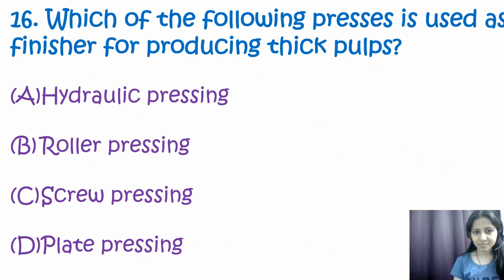Question number 16. Which of the following presses is used as a finisher for producing thick pulps? The options are hydraulic press, roller press, screw pressing, and plate pressing. So over here the most appropriate answer is C, that is screw pressing. In the process of pulp manufacturing, screw pressing is often used as a finisher for producing the thick pulps. So option number C is correct.